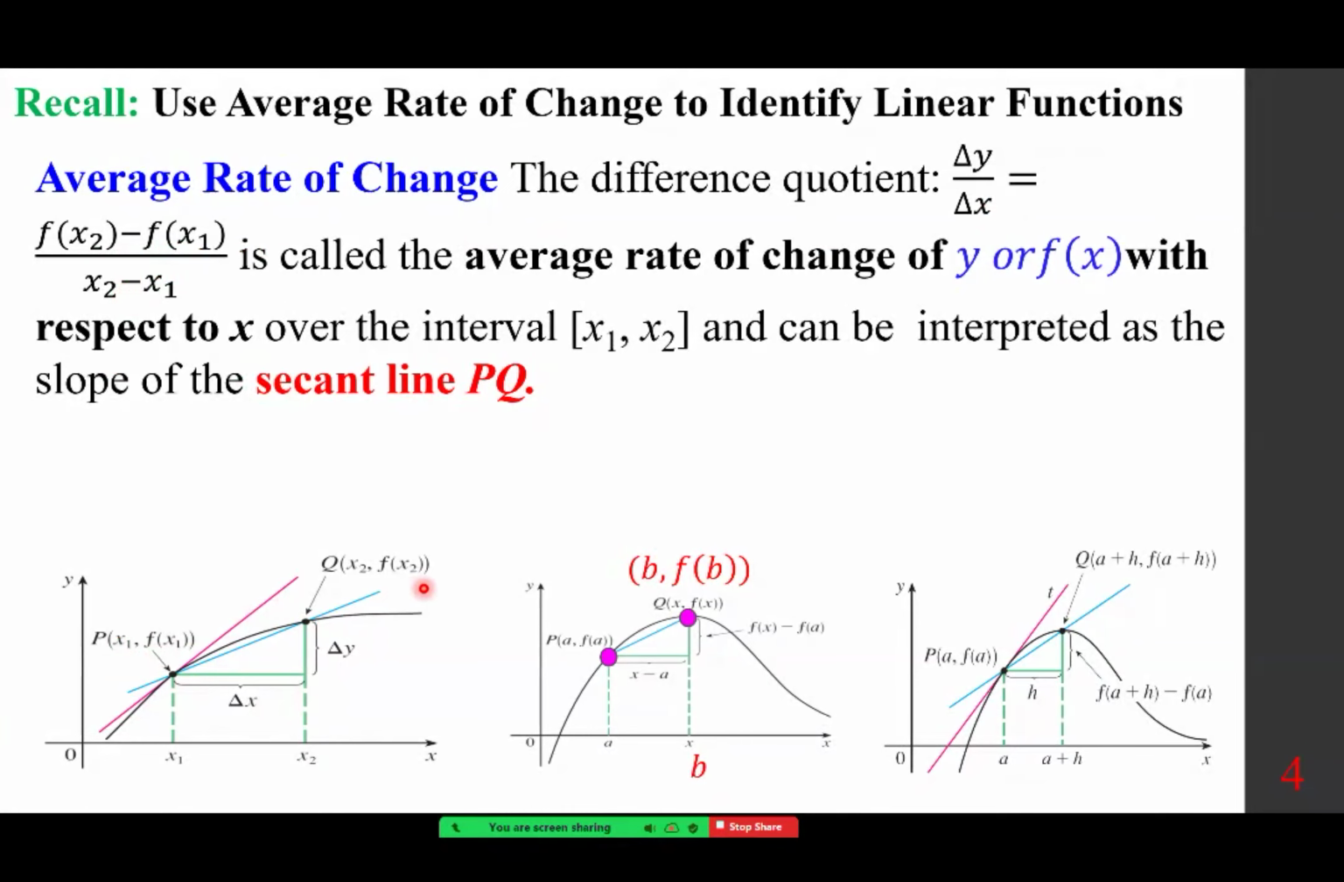But you could write them differently. This is called the average rate of change of y, or f of x, with respect to x, over the interval x sub 1, comma x sub 2, and can be interpreted as the slope of a secant line PQ. This blue line is known as the secant line. Now, this slope basically is rise over run, delta y over delta x, or y sub 2 minus y sub 1 over x sub 2 minus x sub 1.